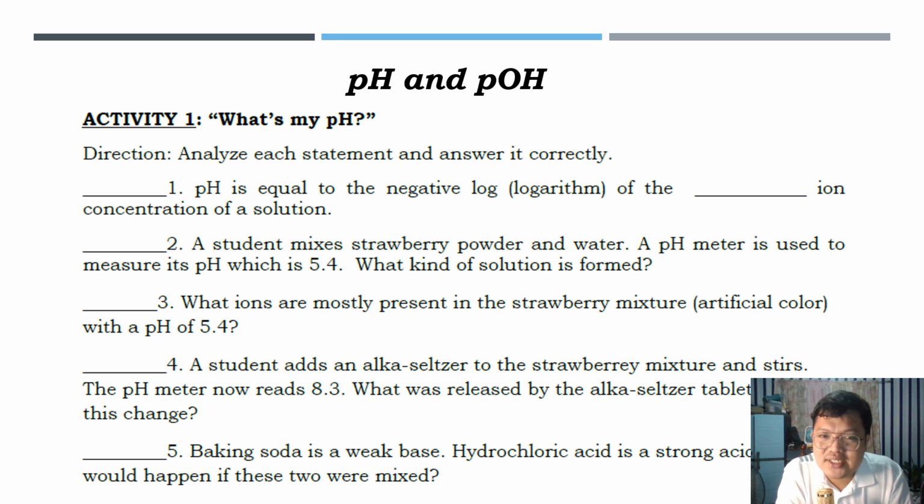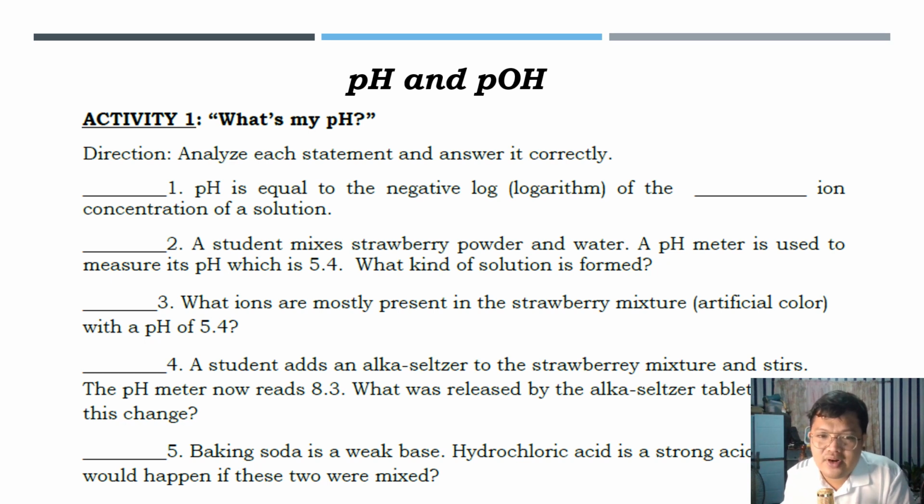Number 2, a student mixes strawberry powder and water. A pH meter is used to measure its pH, which is 5.4. What kind of solution is formed? Number 3, what ions are mostly present in the strawberry mixture's artificial color with a pH of 5.4?